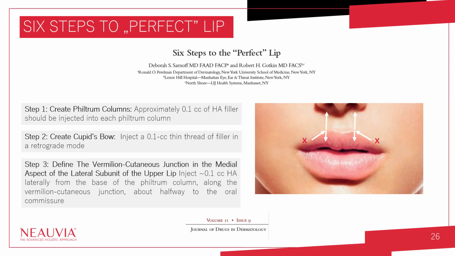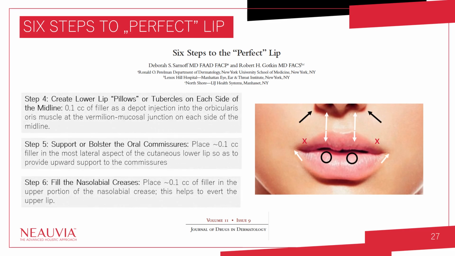I consider this article one of the most interesting for the global correction of the lips. In six steps, the author describes the correction of philtrum columns, cupid's bow, and the white roll using a very low quantity of hyaluronic acid. At the same time, with 3 other steps, he describes how to create pillows and pillars, working with microbolus of HA to promote the best volumization of the lips.